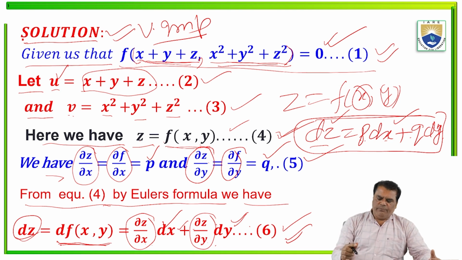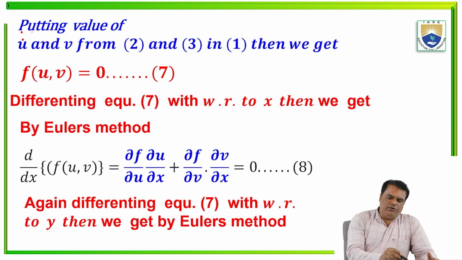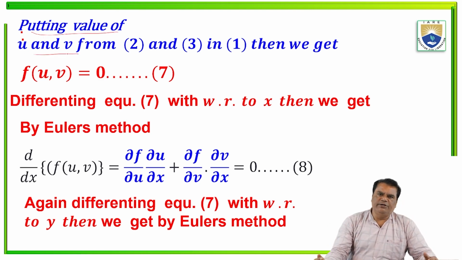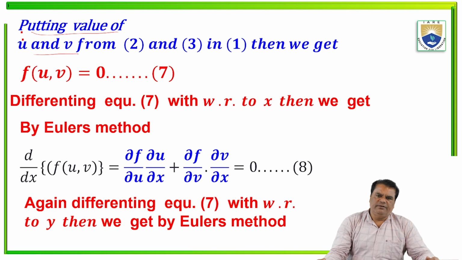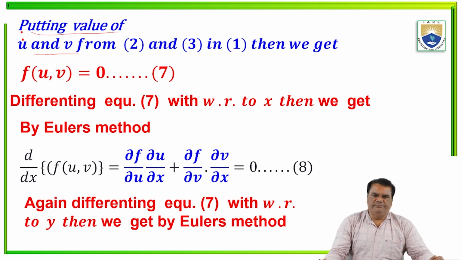We also use this formula in the Charpit equation to solve by the Charpit method. To apply the Charpit method, we use this formula to find the solution. So now, putting the values of u and v from equation 2 and equation 3, u is x plus y plus z and v is x square plus y square plus z square. These both values of u and v we put in equation 1.